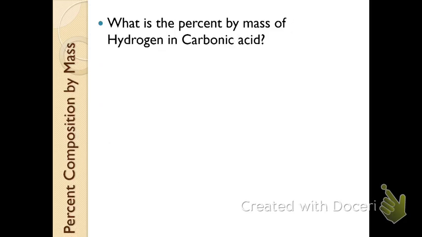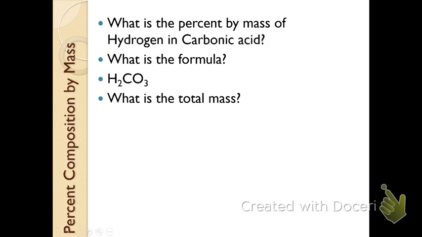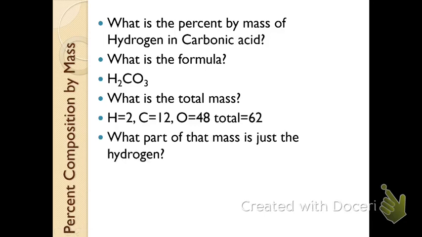Let's look at, this time we want to know the hydrogen in carbonic acid. Well, we already know the formula for carbonic acid is H2CO3. We know the mass of carbonic acid is 62 grams per mole. But this time we are going to look at the part that is just hydrogen, and that is 2 grams out of the 62. Well, 2 grams out of 62 is 2 divided by 62.